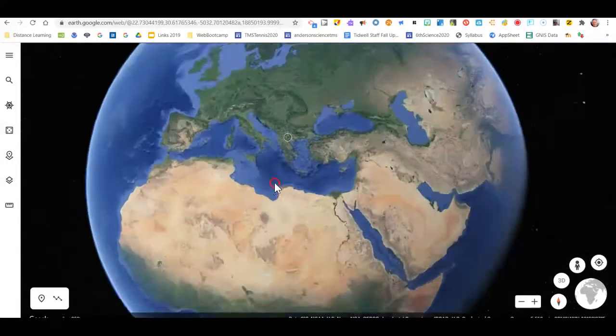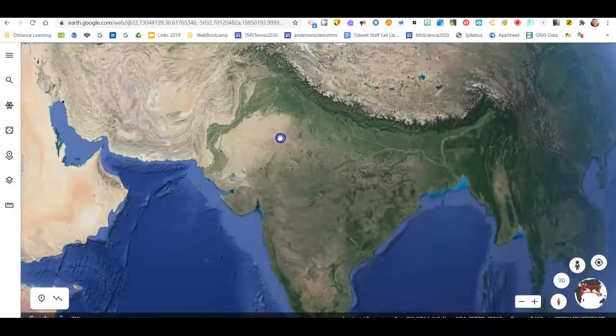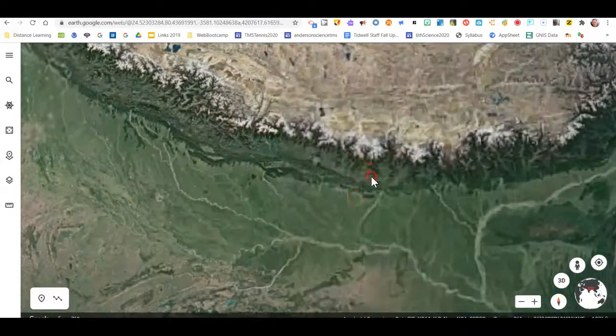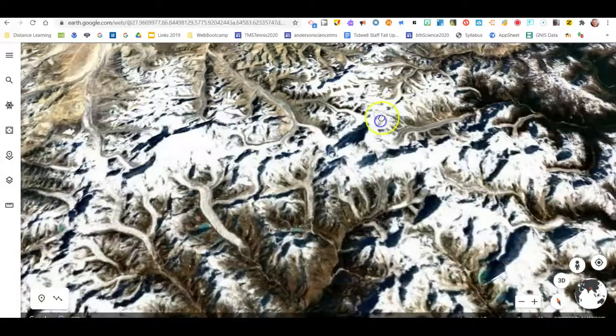And there's a lot of landforms all over the Earth. For example, the Himalaya mountains are extremely high mountains, all the way to the highest mountain in the entire world, which is Mount Everest right here.